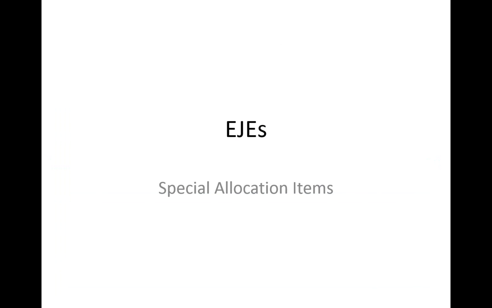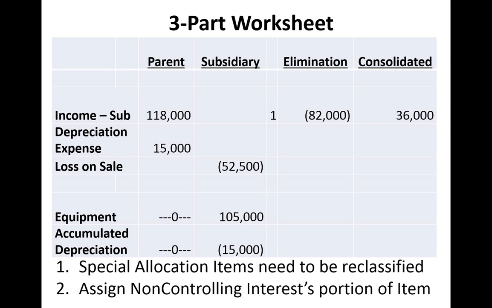and the subsidiary's equity at book value. We can now address the items of importance, which is the special allocation items that we have, which is the deferred loss and the excess depreciation. Our three-part worksheet would look something like this after EJE number 1 is posted. We've got depreciation expense on the parent's records of $15,000. The subsidiary has a loss of $52,500.